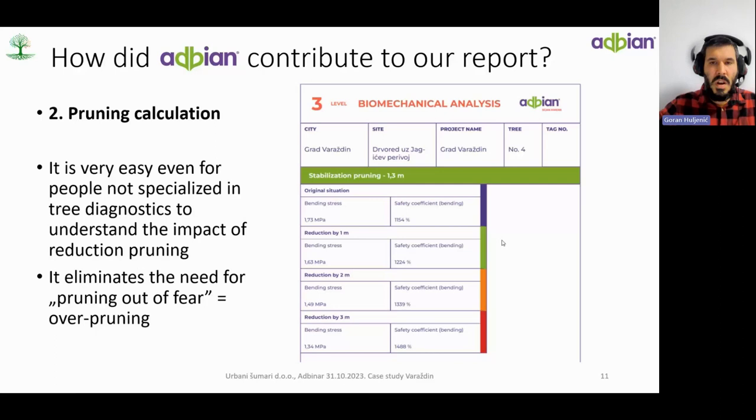And, you know, if you tell people to prune just 1 meter or 2 meters, the usual reaction is that's like nothing. They want to prune much more. And this is a very, very nice way to describe why not to overprune.